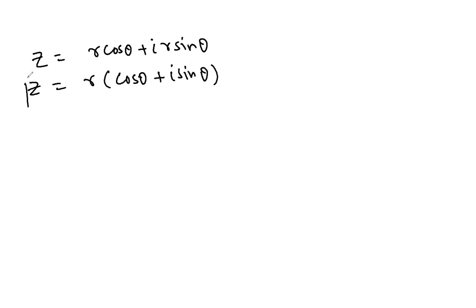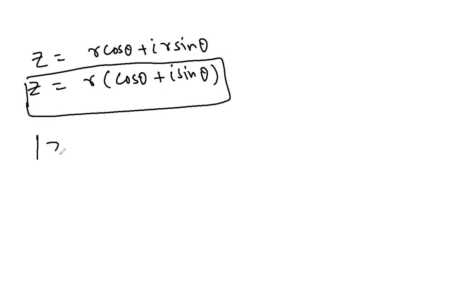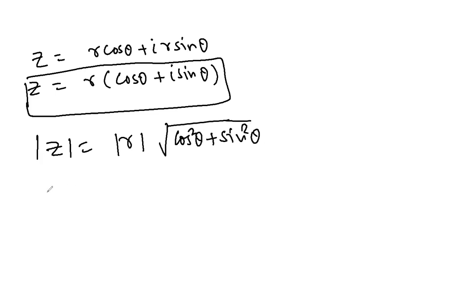So this is the polar representation of a complex number, and if you want to take the modulus of this complex number, that will give you simply modulus of r, and then inside the bracket you have this cos square theta plus sine square theta, which is again 1. So modulus of z is equal to mod of r, the distance of the point from the origin.